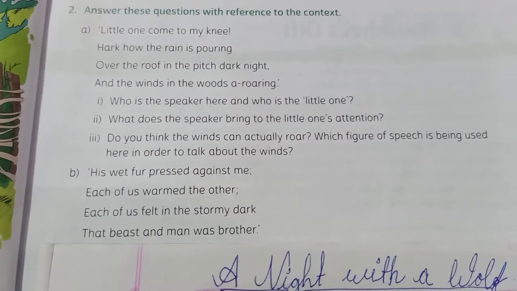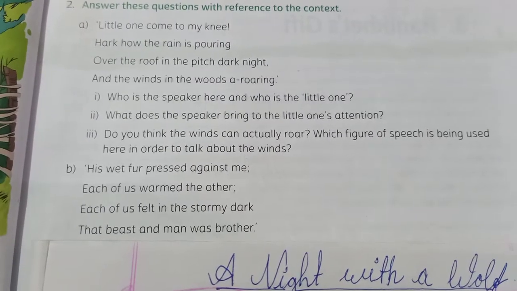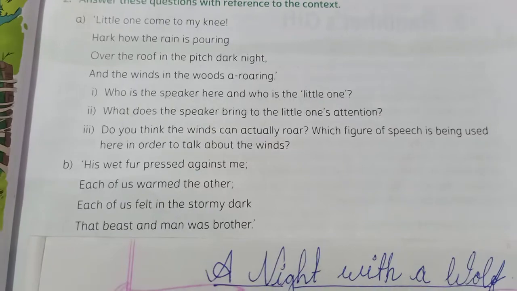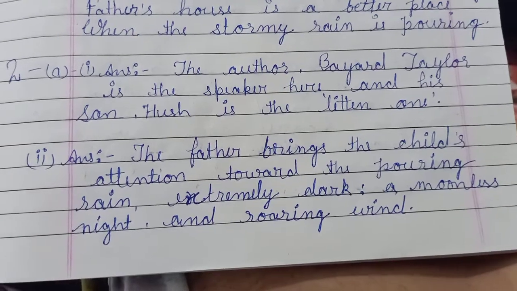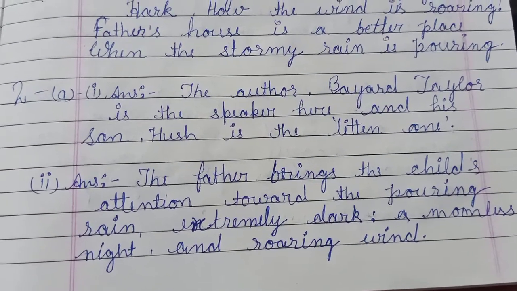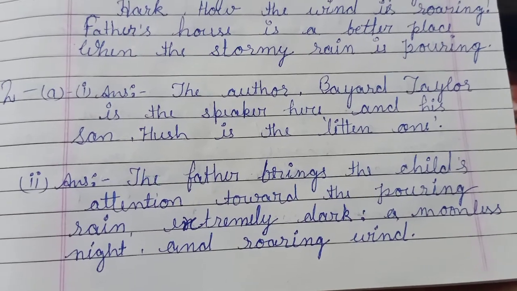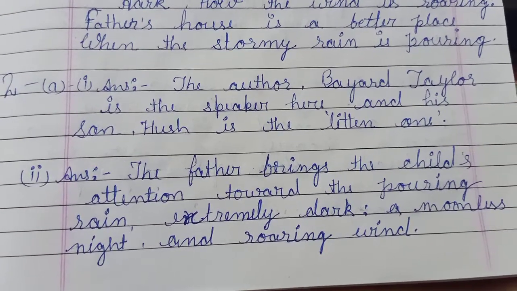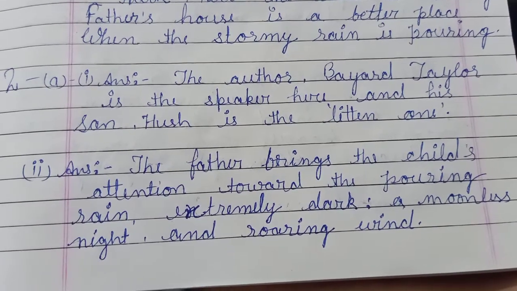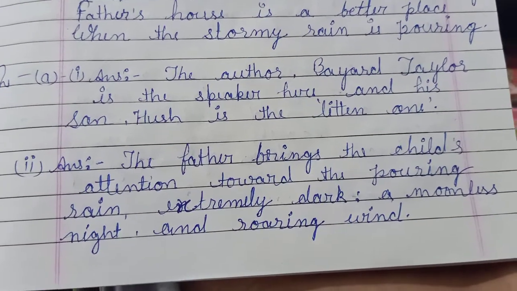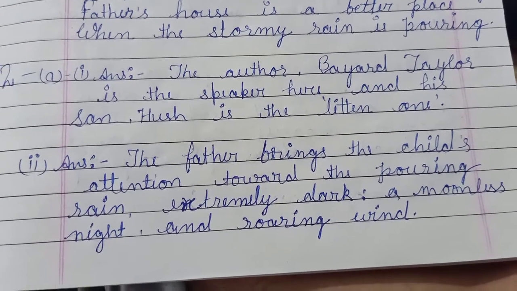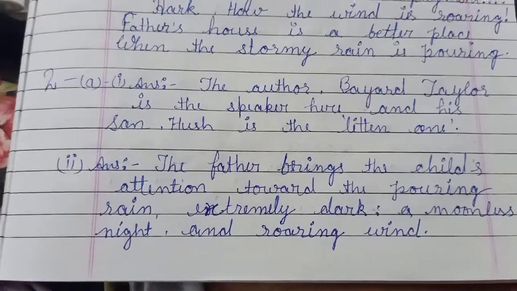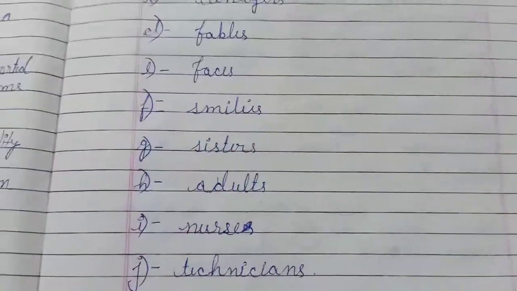Now the second question. What does the speaker bring to the little one's attention? The father brings the child's attention toward the pouring rain, the extremely dark, moonless night, and the roaring wind. That's what he wants to indicate to his child.